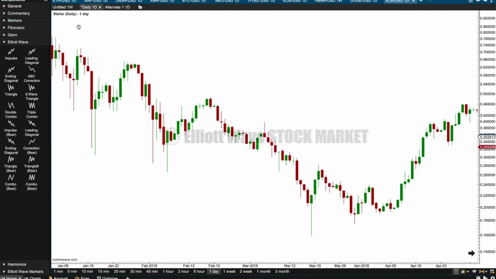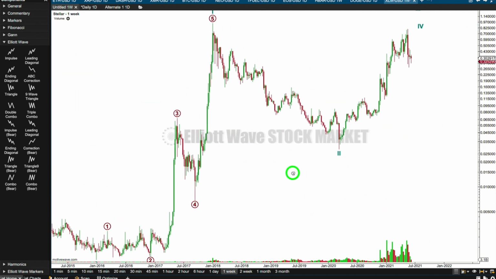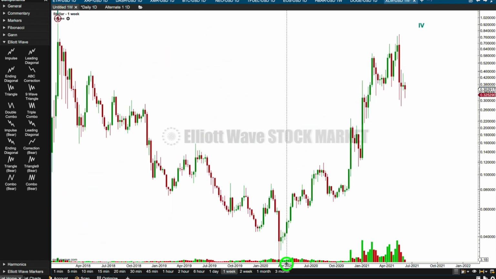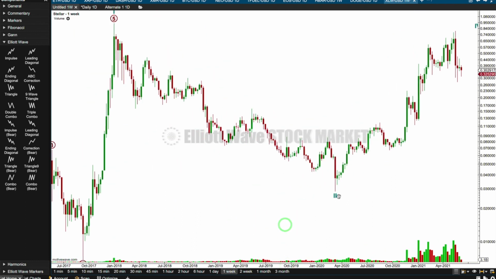Let's go back to this weekly chart and have a look at a possible conclusion for Stella.